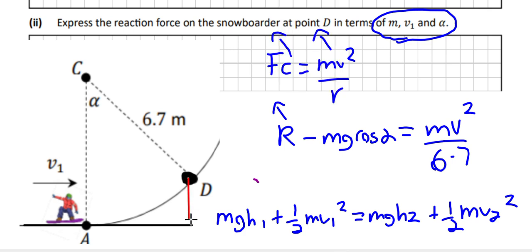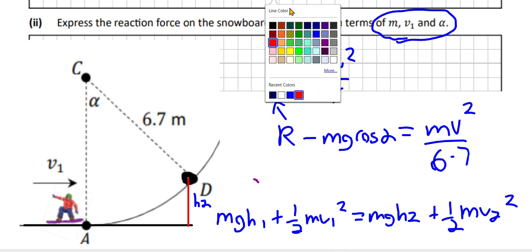Now what I'd love to know is this red distance here. See that red distance? That red distance is actually h2. And I'd love to know how to get h2. Anybody have any ideas how to find h2? Actually, I should use a different color for that.